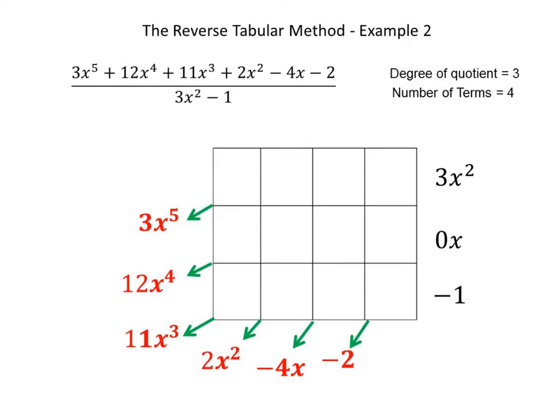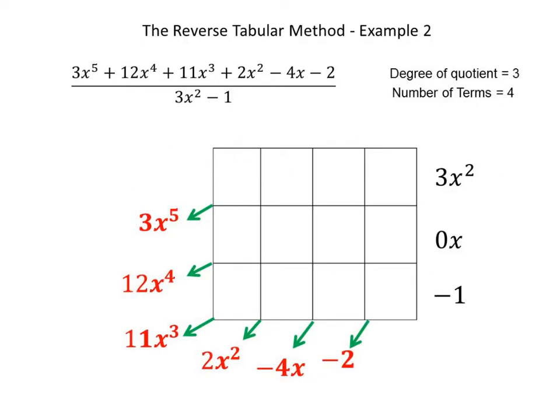This is the divisor with the missing term represented by 0x. So we have these 3 terms, and we already know that these 4 terms are going to be placed up here after we finish working with it. So now we're going to go on with the process.